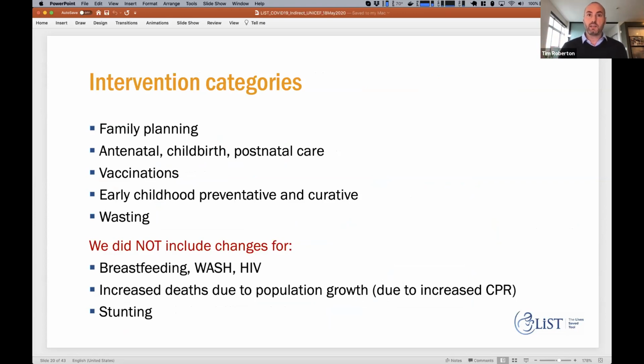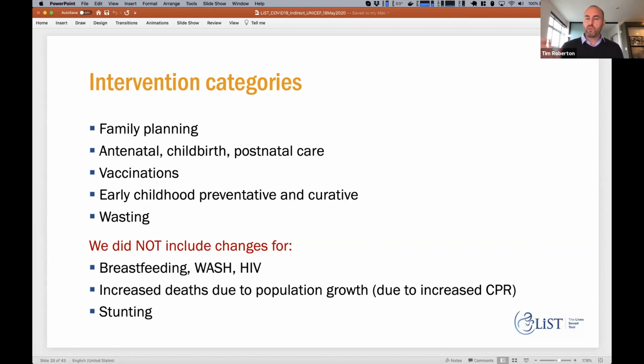I think some people have asked, did we include everything? What did we not include? Well, just briefly, we did not include any changes for breastfeeding, WASH, or HIV. And the reason for that, for breastfeeding and WASH, is that we thought that there would actually be minimal disruption to breastfeeding and WASH. Some have argued that that's not the case, and in fact, we should be considering that these things will change. And we're open to those, and in future analysis, we can take those into consideration. But we didn't include those in our initial model.